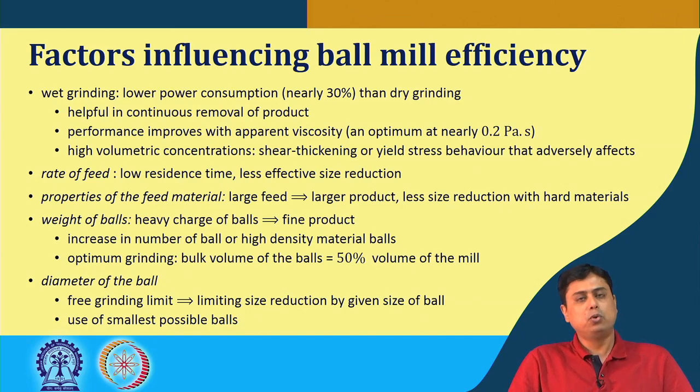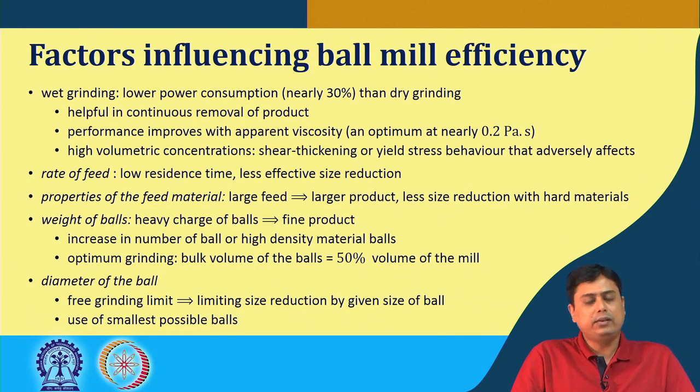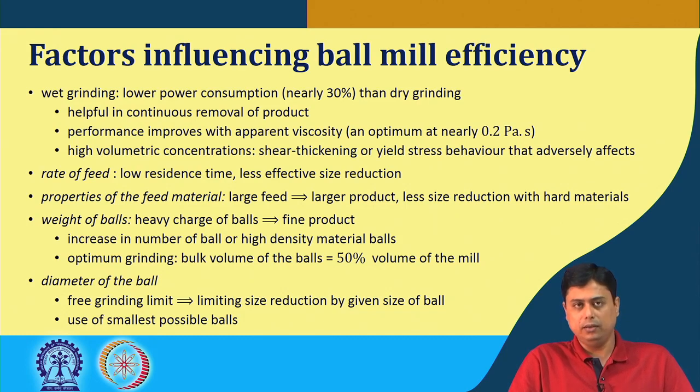Its performance improves with increasing apparent viscosity up to nearly 0.2 Pascal second, which is the optimum value you can obtain. Now, as we increase the volumetric concentration of the feed, the suspension can behave as a shear thickening fluid or a yield stress liquid, and then it adversely influences the performance of the ball mill. So, there is also a critical concentration level of this suspension.